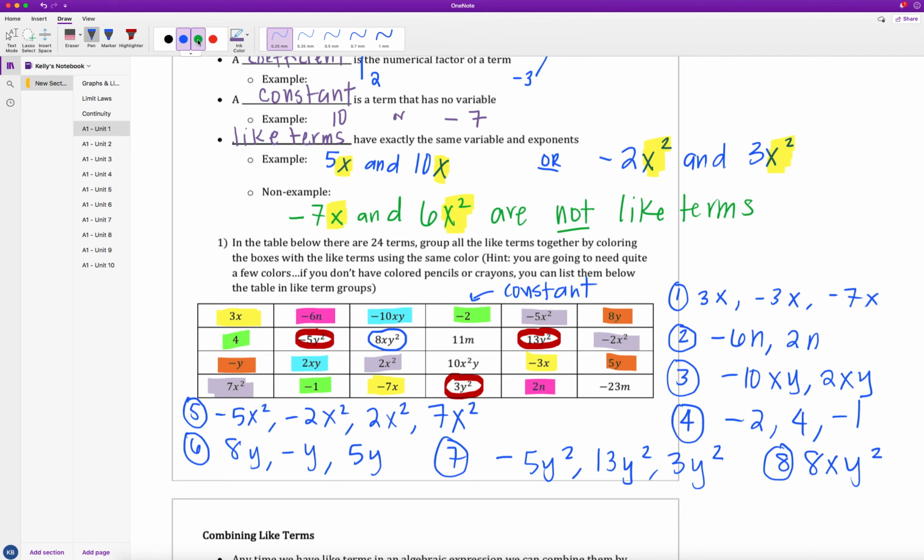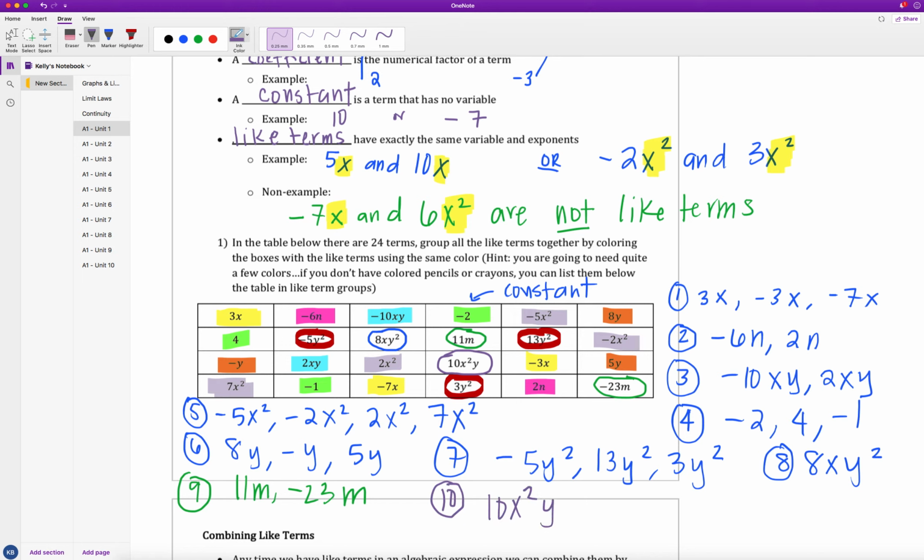Okay, our next group I'll circle in green will be 11m. So I do have one other like term that is negative 23m. So that will be group 9, will be 11m, and negative 23m. And those guys will go together, which means I have one last term left by itself, which is also the only one that's going to be in group 10, which will be 10x squared y.